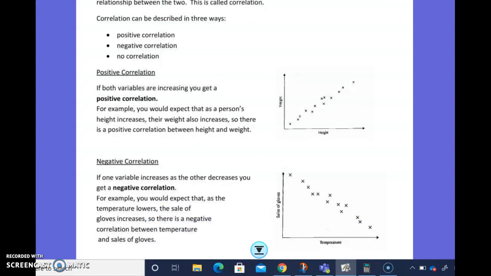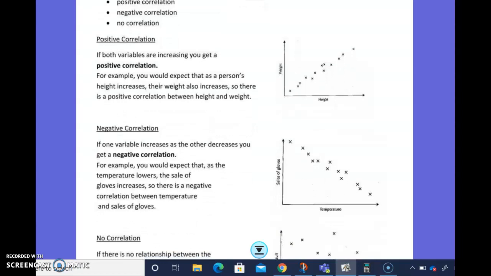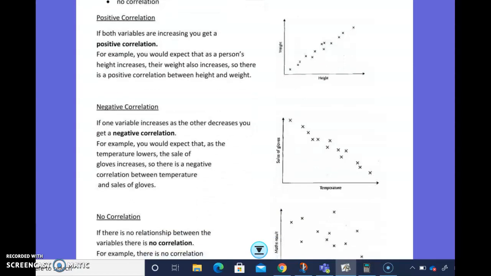If we look at a positive correlation, if both variables are increasing, we get a positive correlation. So if you look at the diagram here, if you imagine drawing a line through these points, it would go something like that. That would be a line with a positive gradient because it's going up from left to right. So as the height increases, the weight also increases.